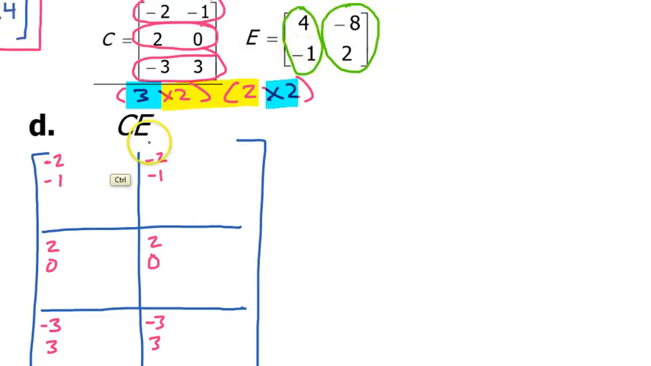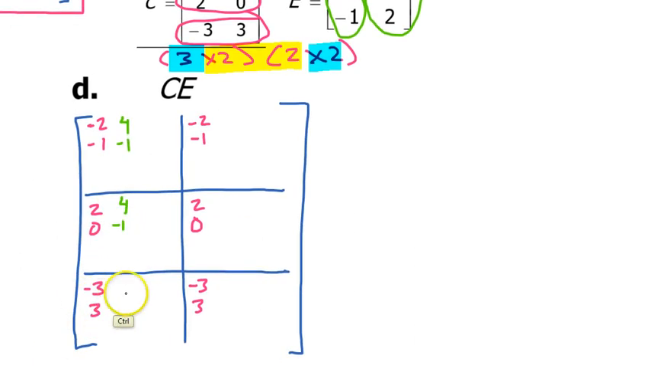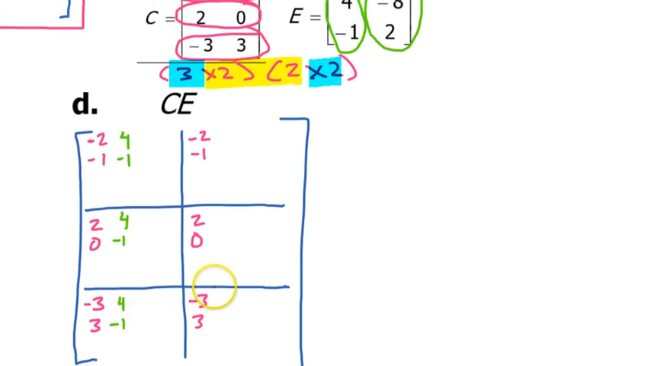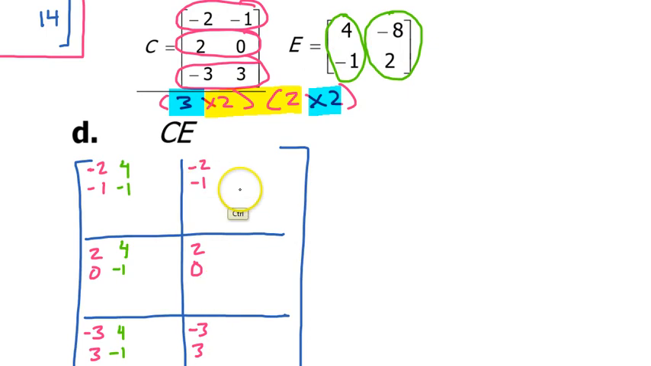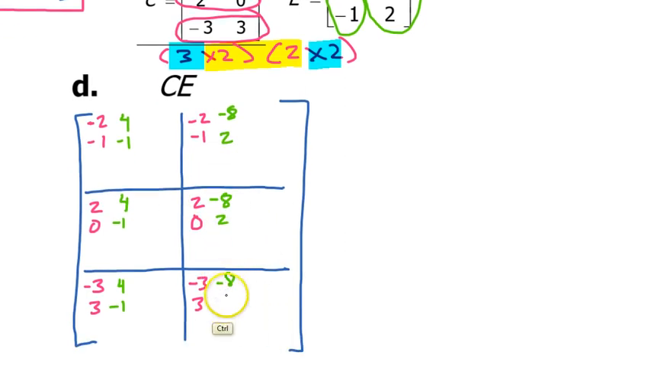So column 1 goes in column 1. So we will have 4, -1, 4, -1, 4, -1. Column 2 goes in column 2. So that gives us -8, 2, -8, 2, -8, 2. So now it's time to multiply and add.